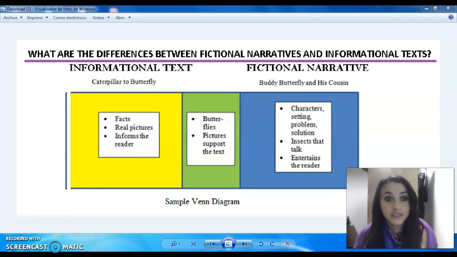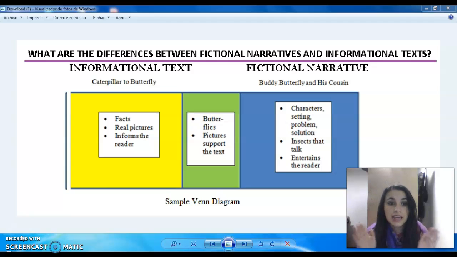So, what are the differences between fictional narratives and informational text? Let's see this Venn diagram to understand it. So we have in here three different colors: yellow, green, and blue. So in the yellow one, we have first the informational text.